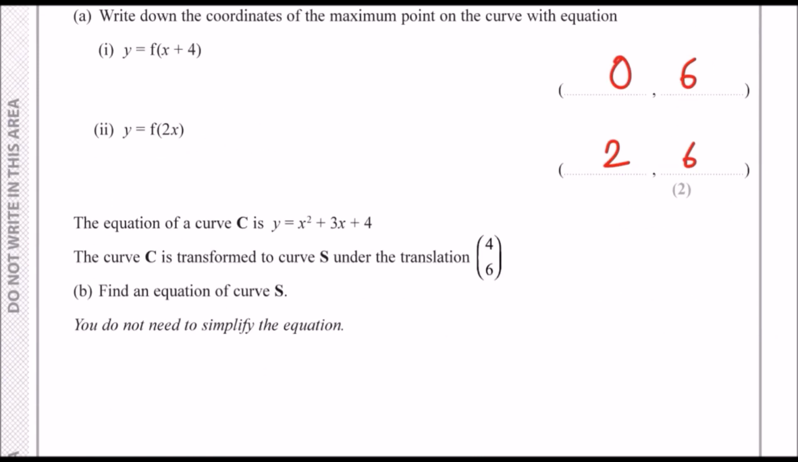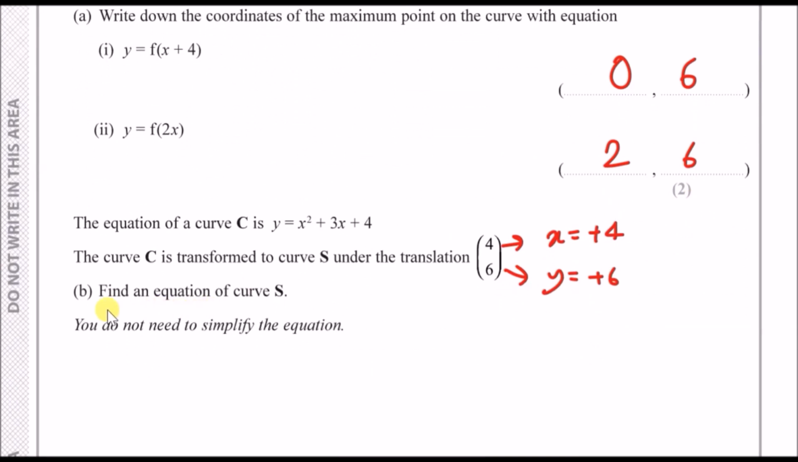Now for the next bit, the equation of a curve C is y equals x squared plus 3x plus 4. Now this curve is transformed to curve S, so a new curve, under the following translation. Okay, so when they give you this kind of form, this is a vector, and the top value means that the x coordinate has shifted to the right by plus 4, and the y coordinate has shifted upwards by plus 6. If it was negative, then it will be a left shift and a downshift, yeah?